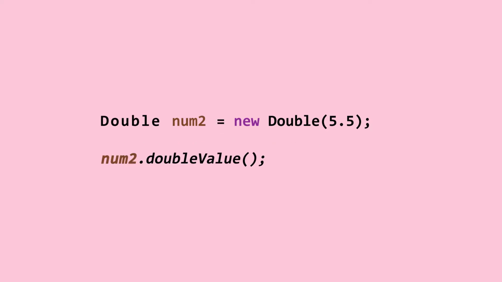Let's wrap a double this time. Object type is double. The name of the object is num2. Assign new double of parameter 5.5. This wraps double 5.5 in a double object. To unwrap and extract the double number, use doubleValue method.